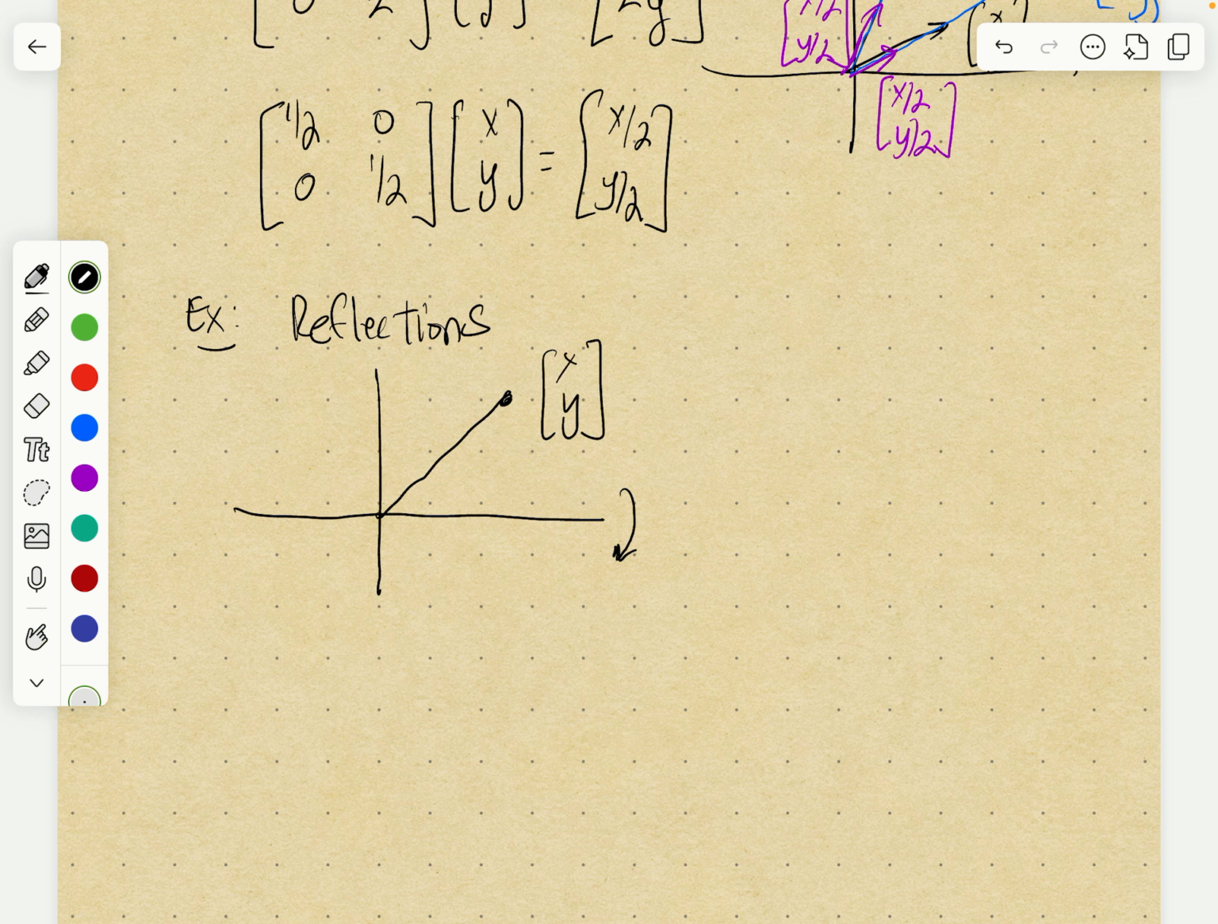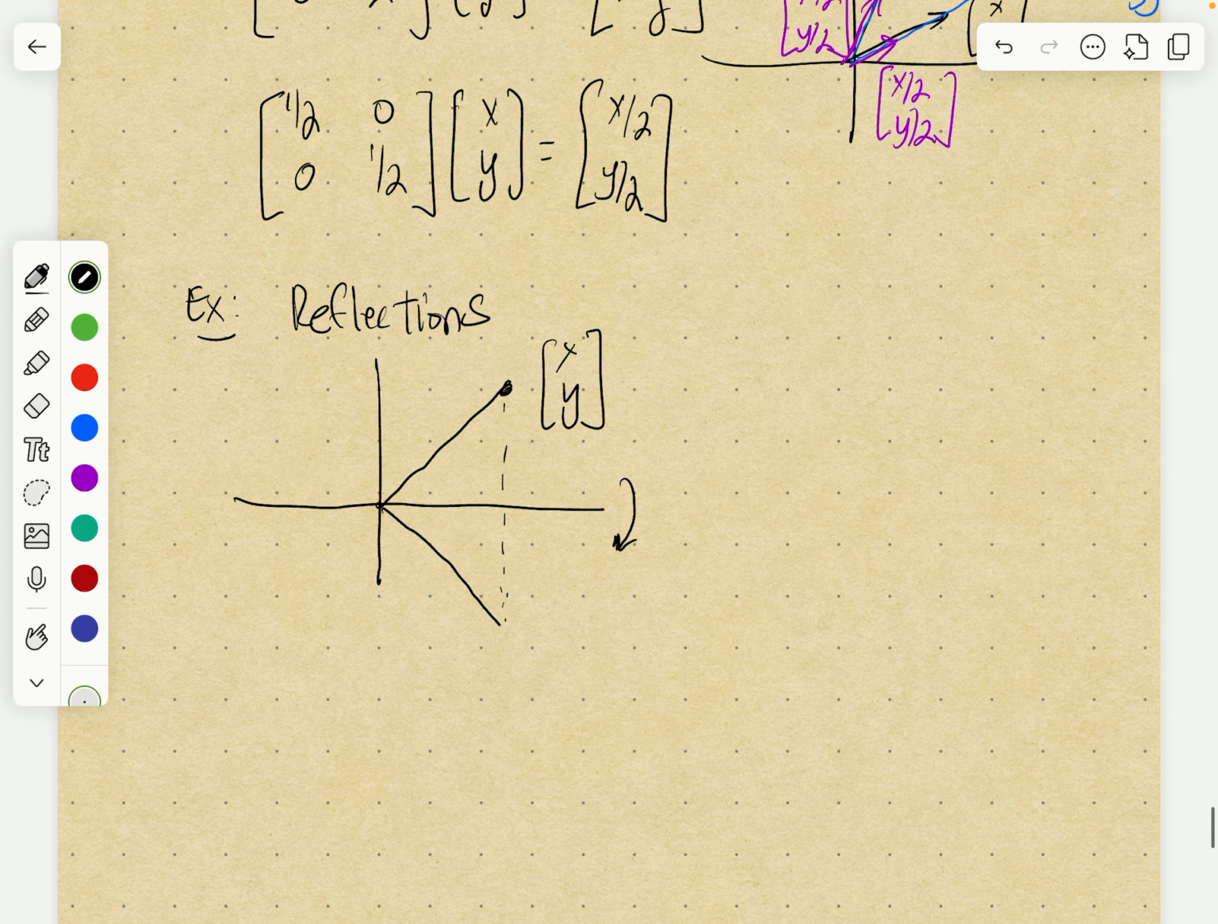It's going to take it across the x-axis, and you're going to get this point, and that's going to be (x, negative y), right? Because when you reflect about the x-axis, you're multiplying the y coordinate by negative 1. So now the question is, what matrix is going to do that? What matrix will take the vector (x, y) to (x, negative y)?